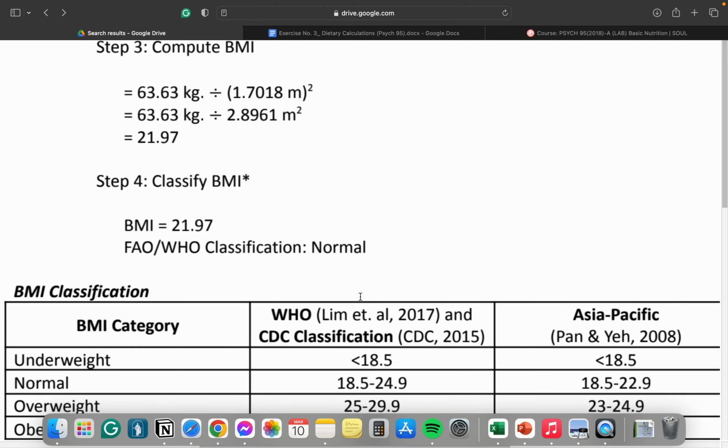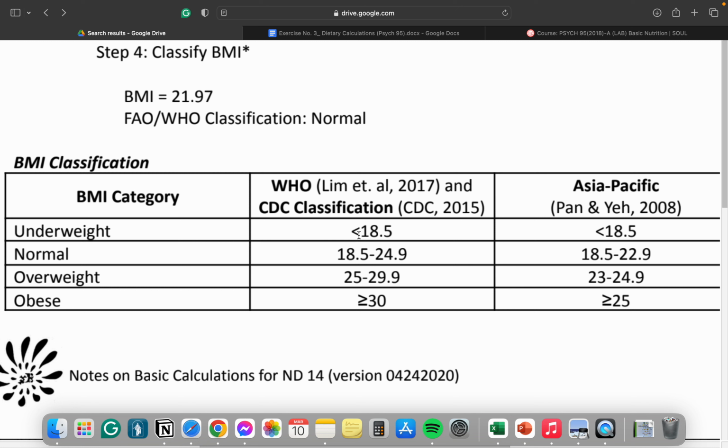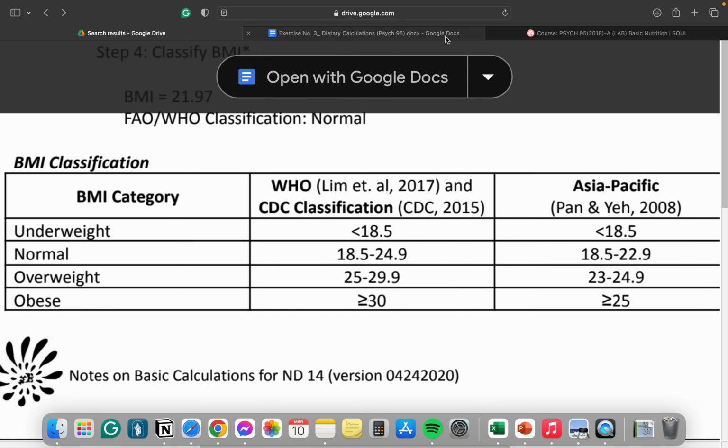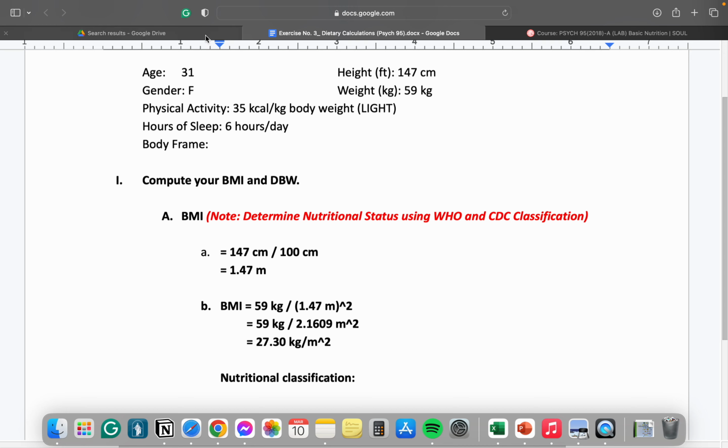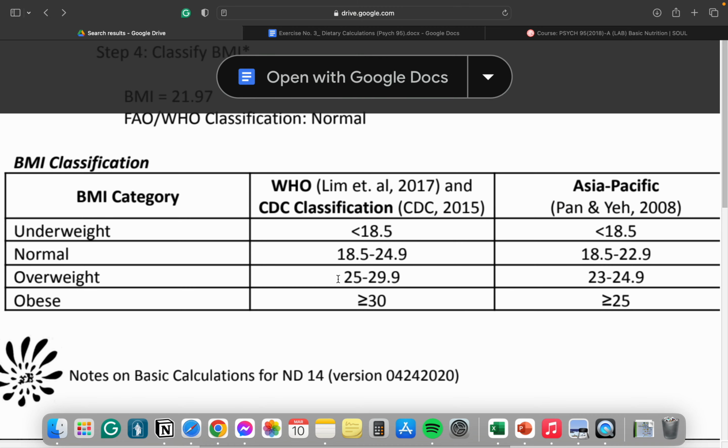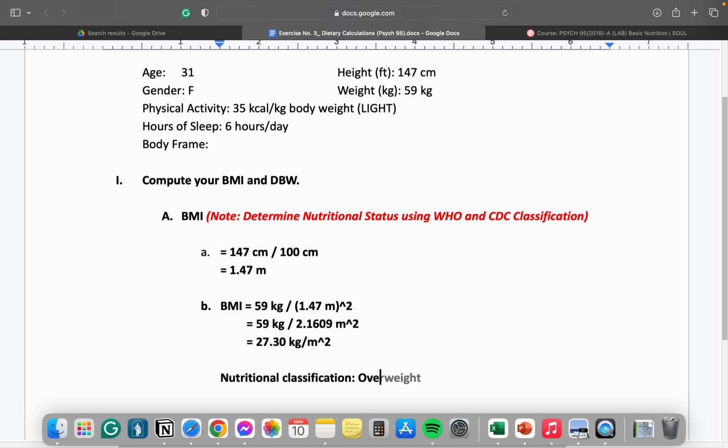So this is the classification according to WHO and CDC. A BMI less than 18.5 is underweight. 18.5 to 24.9, that's normal. 25 to 29.9, that's overweight. Greater than or equal to 30, that's obese. So based on this BMI, which is 27.30, it is overweight, right? So I am already overweight.